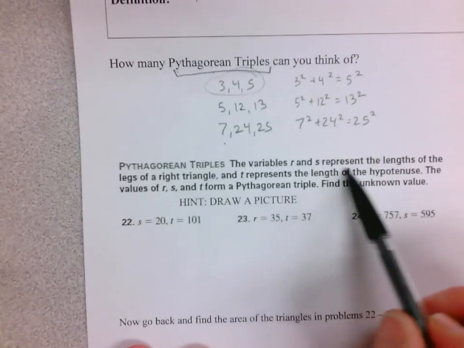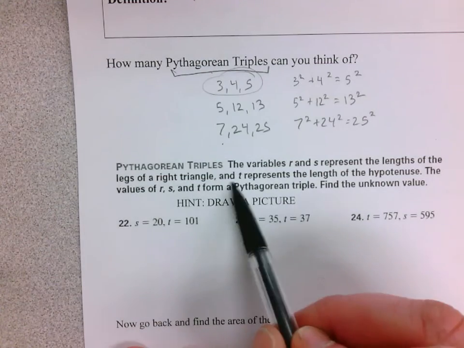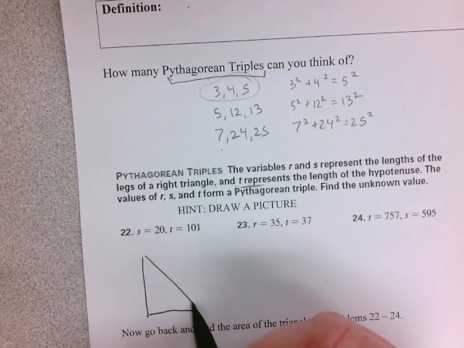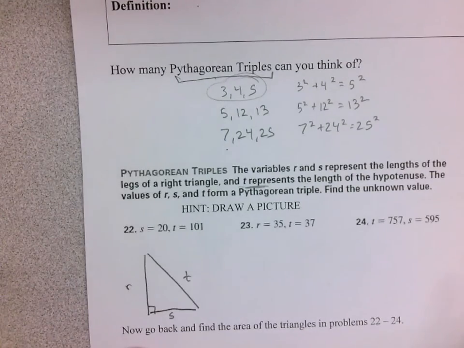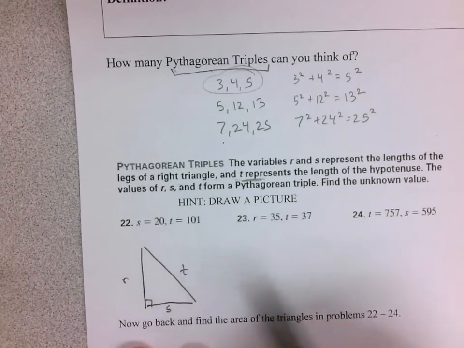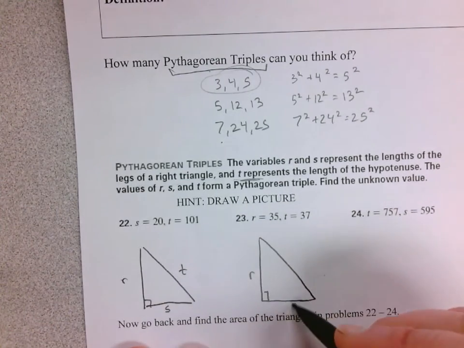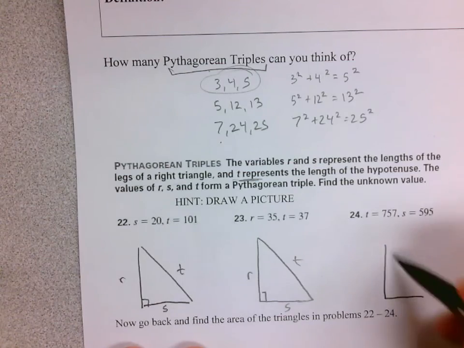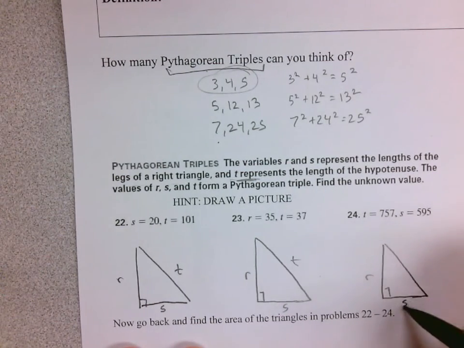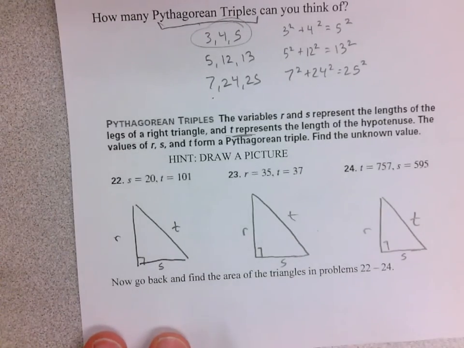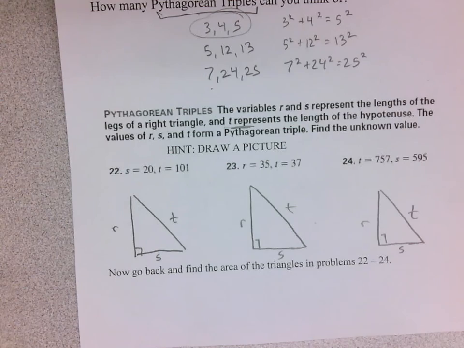Okay, so then the bottom of this paper says variables r and s represent the lengths of the legs of a right triangle, and t is the hypotenuse. So right away on each of these, I think you're smart just to draw a picture. R, S, and T. And then plug in what you know. It's almost like there's a hint that says draw the picture. These are all triples, and so you'll find a few more triples, and then you can find the area of those problems just like we did before.